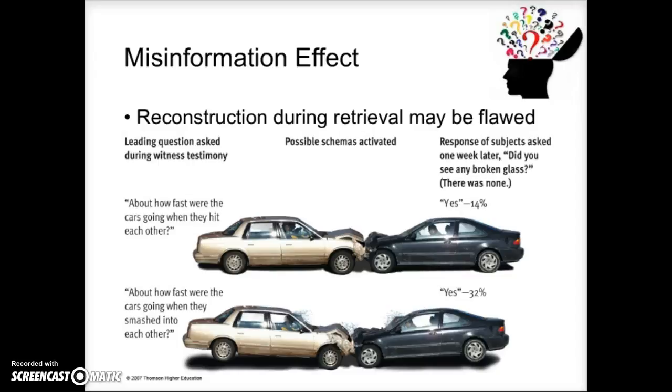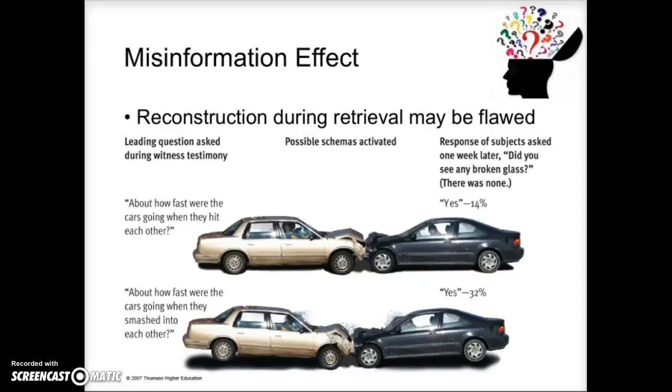So let's say you come to campus to take your test for the midterm, and while on campus you witness a fender bender, a little car accident. And about a week later, you're called in to testify about what you saw the day of the accident. And so you're asked a question that makes sense: How fast were the cars going when they hit each other? And you answer it: 20, 30, 40, 50, whatever.